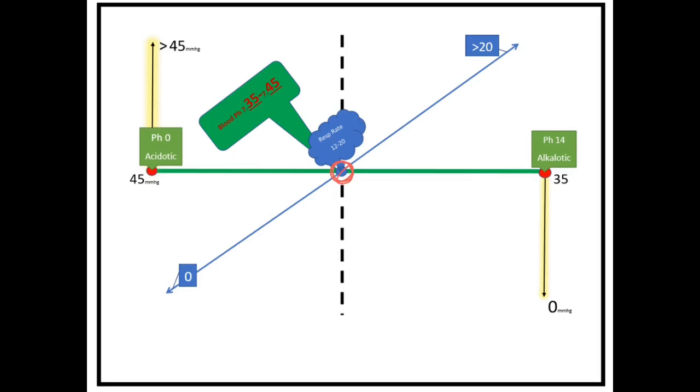When we talk about blood, we know that its pH is 7.35 to 7.45. But what is pH? Well, pH is that thing that deals with acids and bases. Over here on the left-handed side, we have acidotic, and over here on the right-handed side, we have alkalotic. Acids are anything from 0 to 7, and the bases are anything from 7 to 14.